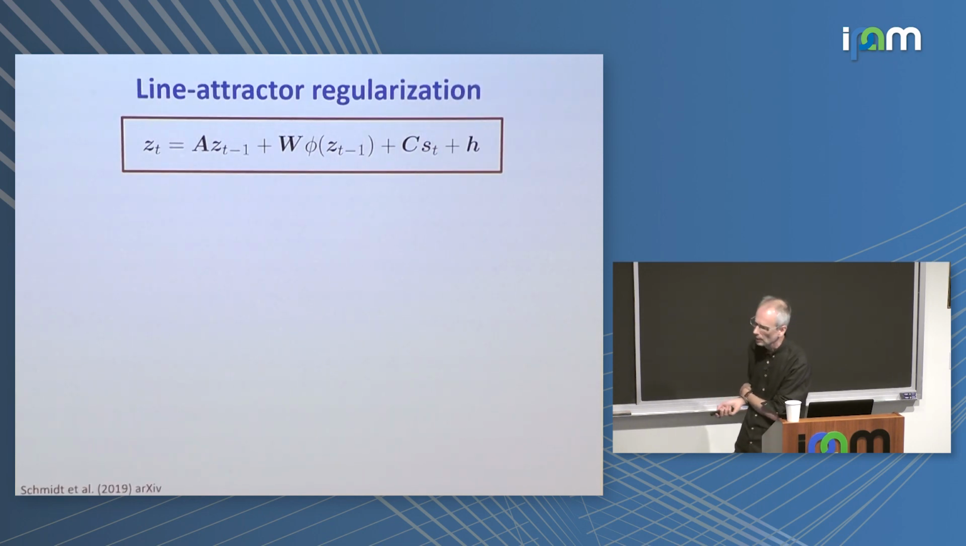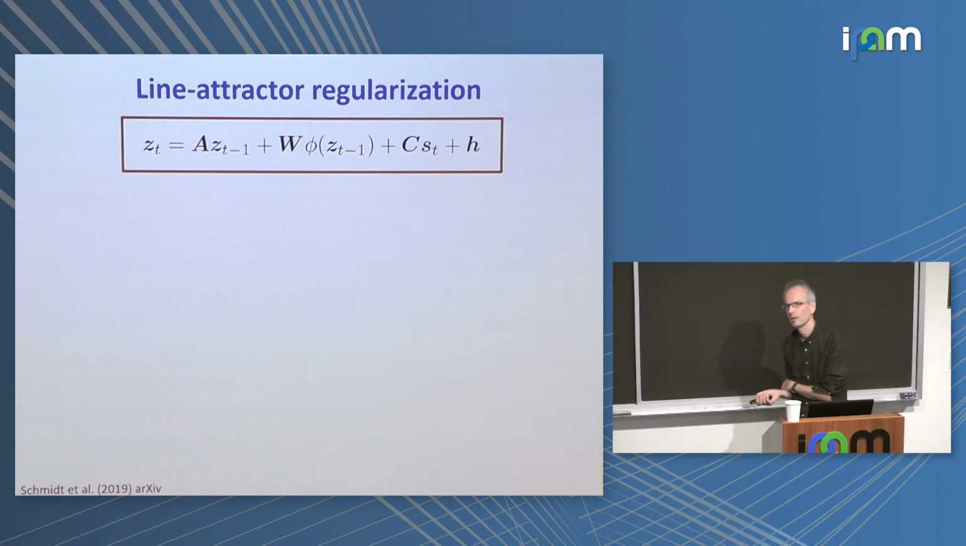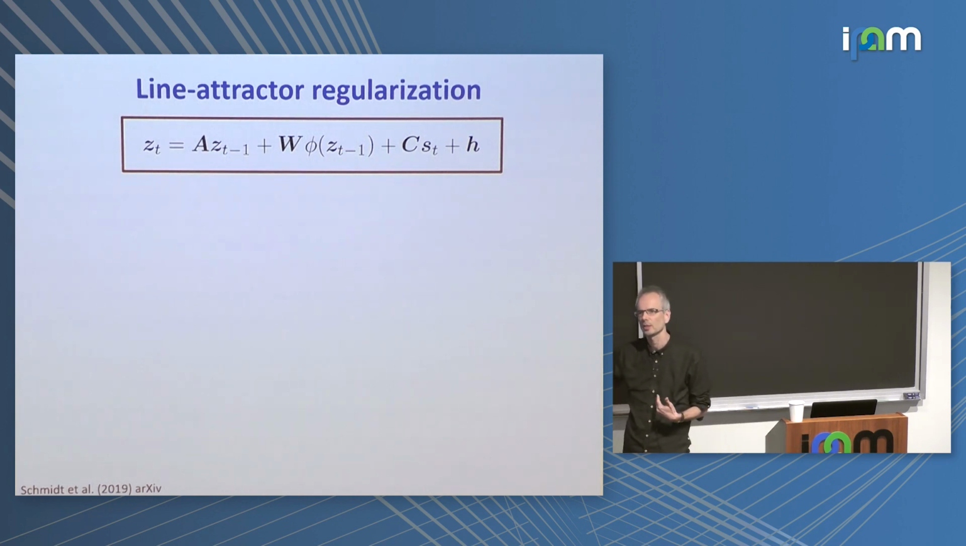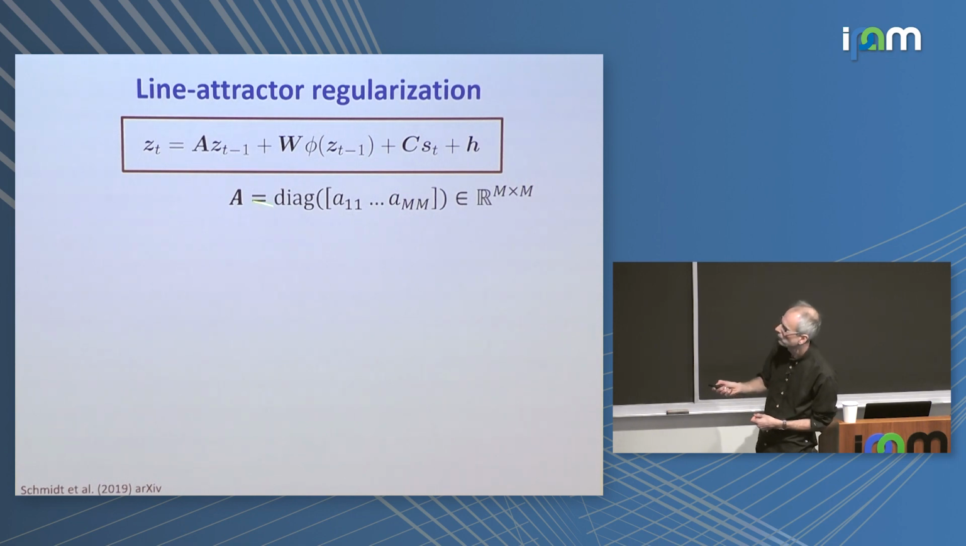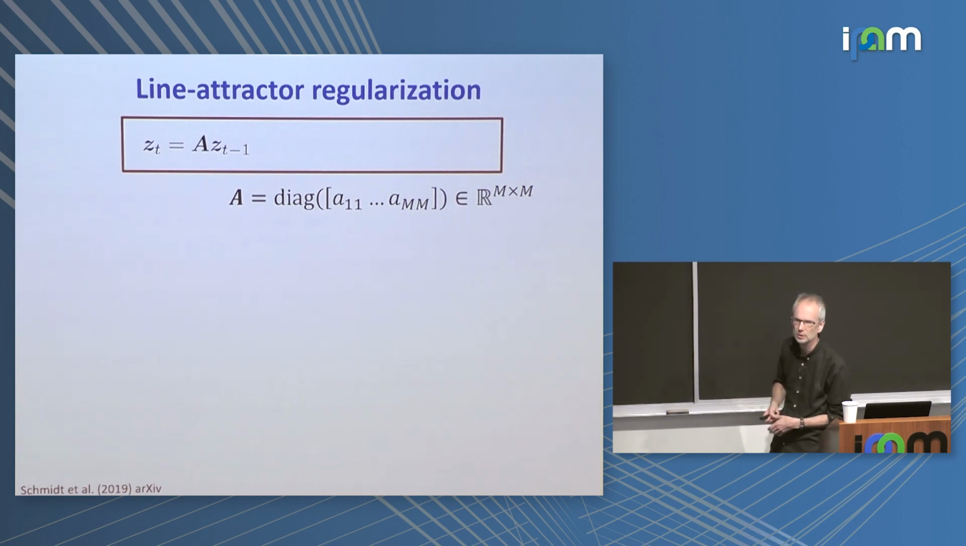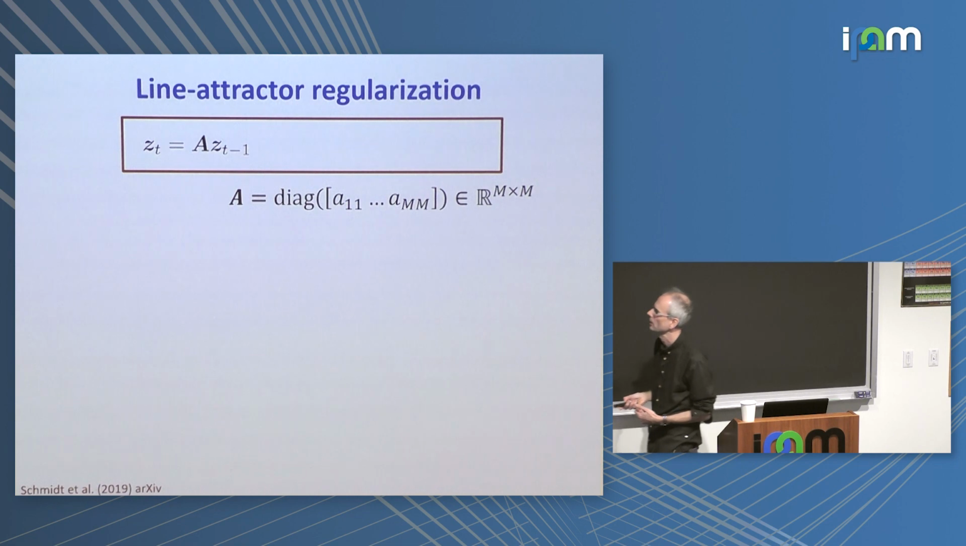Now, how do you ensure in these systems that they can deal with the vanishing and exploding gradient problem? Our idea is what we call line-attractor regularization. First, let me remind you that A is a diagonal matrix. Assume for a second that all these diagonal weights were equal to 1. If you didn't have this other stuff here, then of course it would perform just an identity mapping. Whatever you put in there, the system would keep.